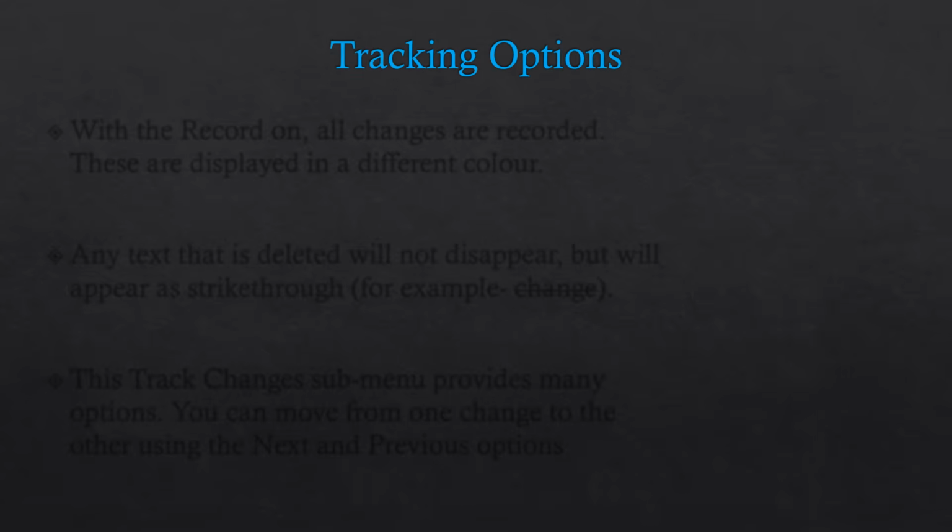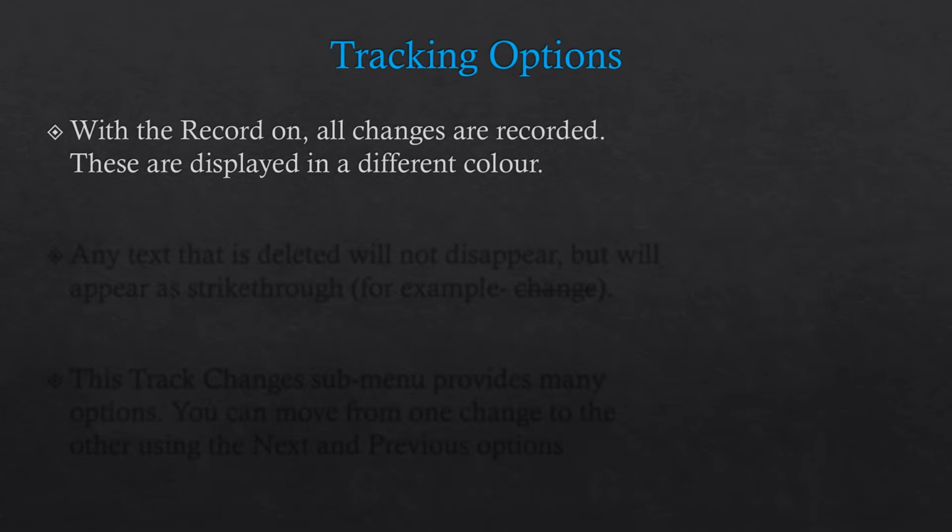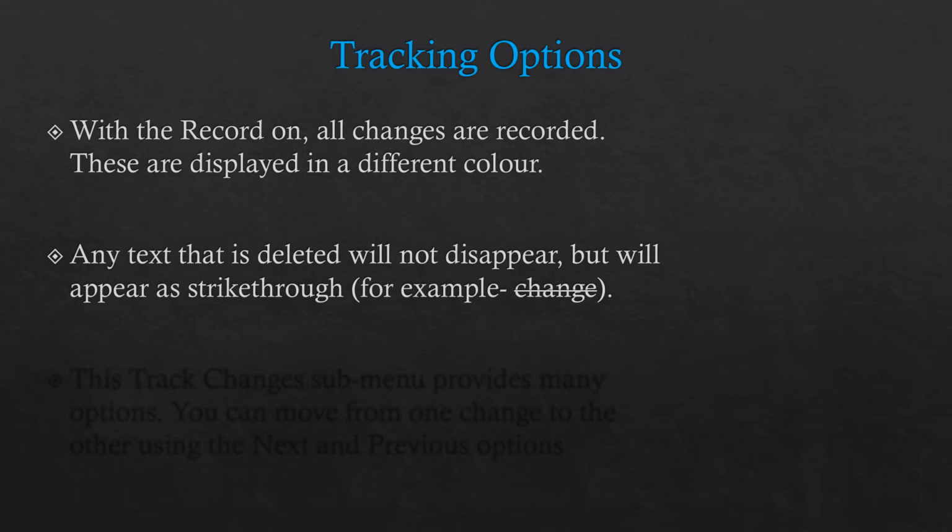When the record feature is on, the changes are recorded and they are displayed in a different color so that the person can know what changes were made. But what if we want any text to be deleted? If we delete it and it disappears, then we cannot know what changes were to be made because it has disappeared. So that is why whichever text is to be deleted, it appears as strike through so that the person can know that this text is to be deleted.